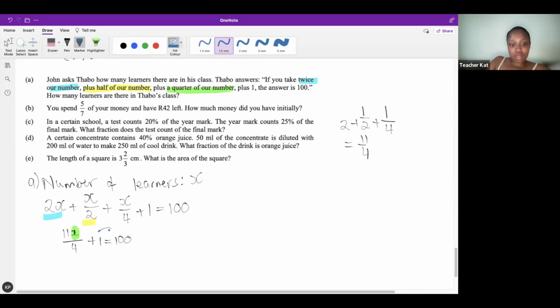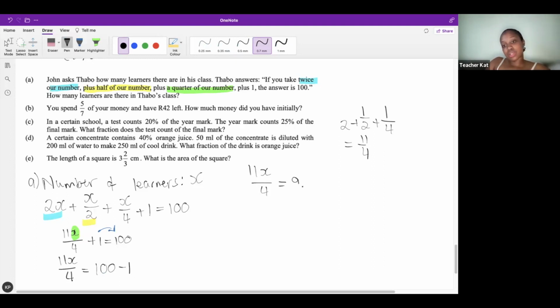To the other side. And when it gets to the other side, thank you, Leachilwe, it's a negative. So now we have 11x over 4 equals 100 minus 1. So 11x over 4 equals 99. Now we have 2 more numbers to get rid of.